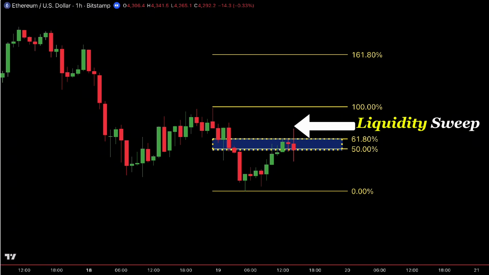Price spikes above the premium zone, grabs the stop losses sitting above the structure, and then closes back below. This is the smart money signature, the internal liquidity sweep. This confirms that institutions are selling from the premium zone.